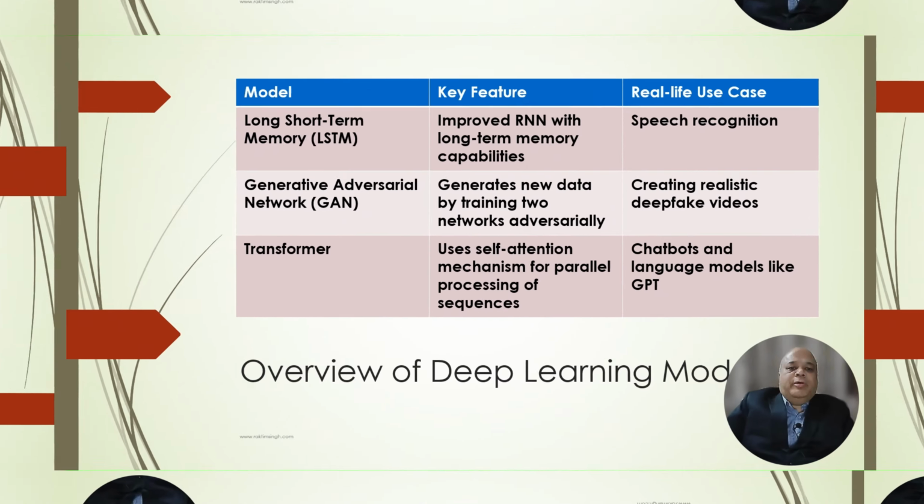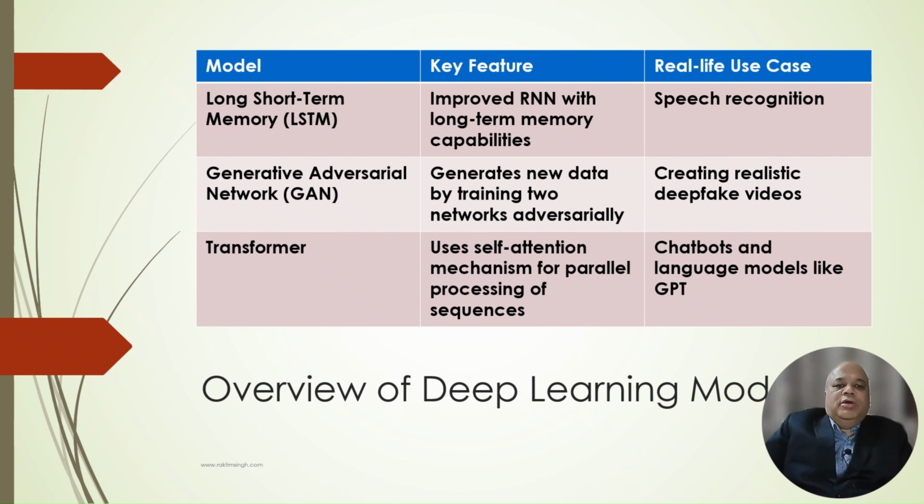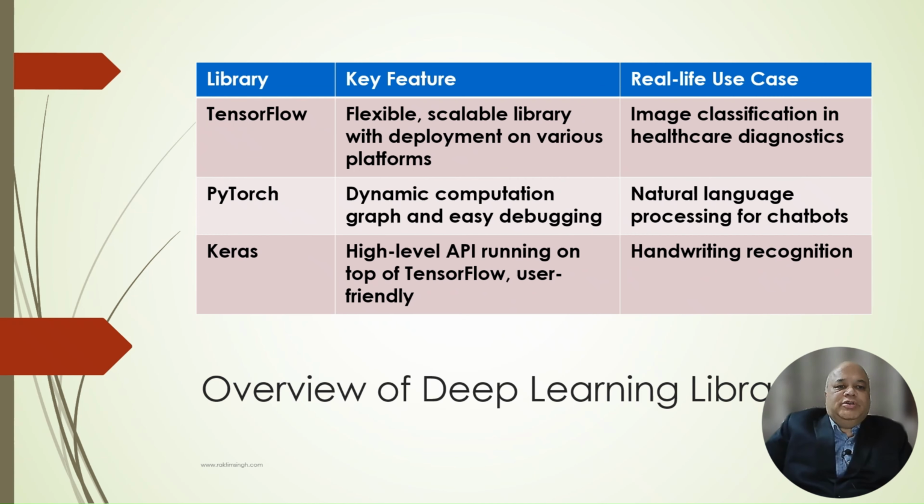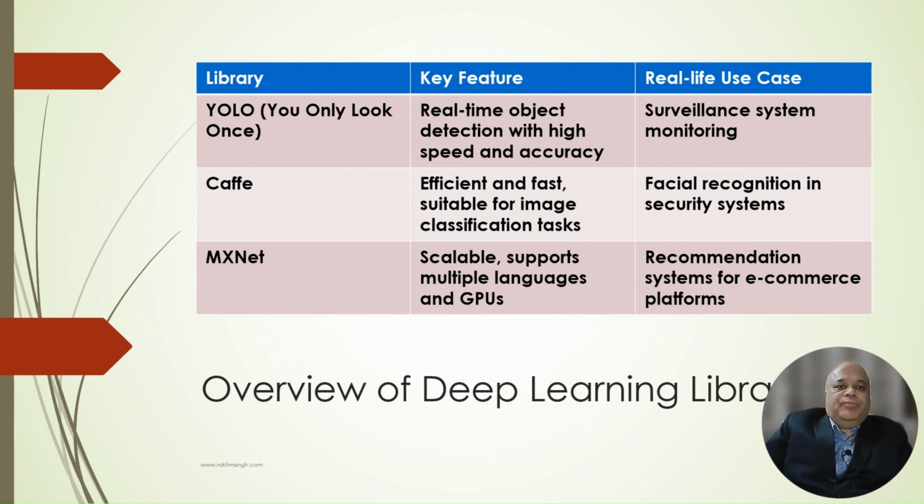And then the transformer model, which we will discuss further also, uses a self-attention mechanism for parallel processing of sequences. Deep learning contains many important libraries. One is TensorFlow, which is used in image classification and healthcare diagnostics. PyTorch, which is the Torch method written in Python, and Keras is there, which is a high-level API running on top of TensorFlow, very user-friendly. It's used for handwriting recognition.